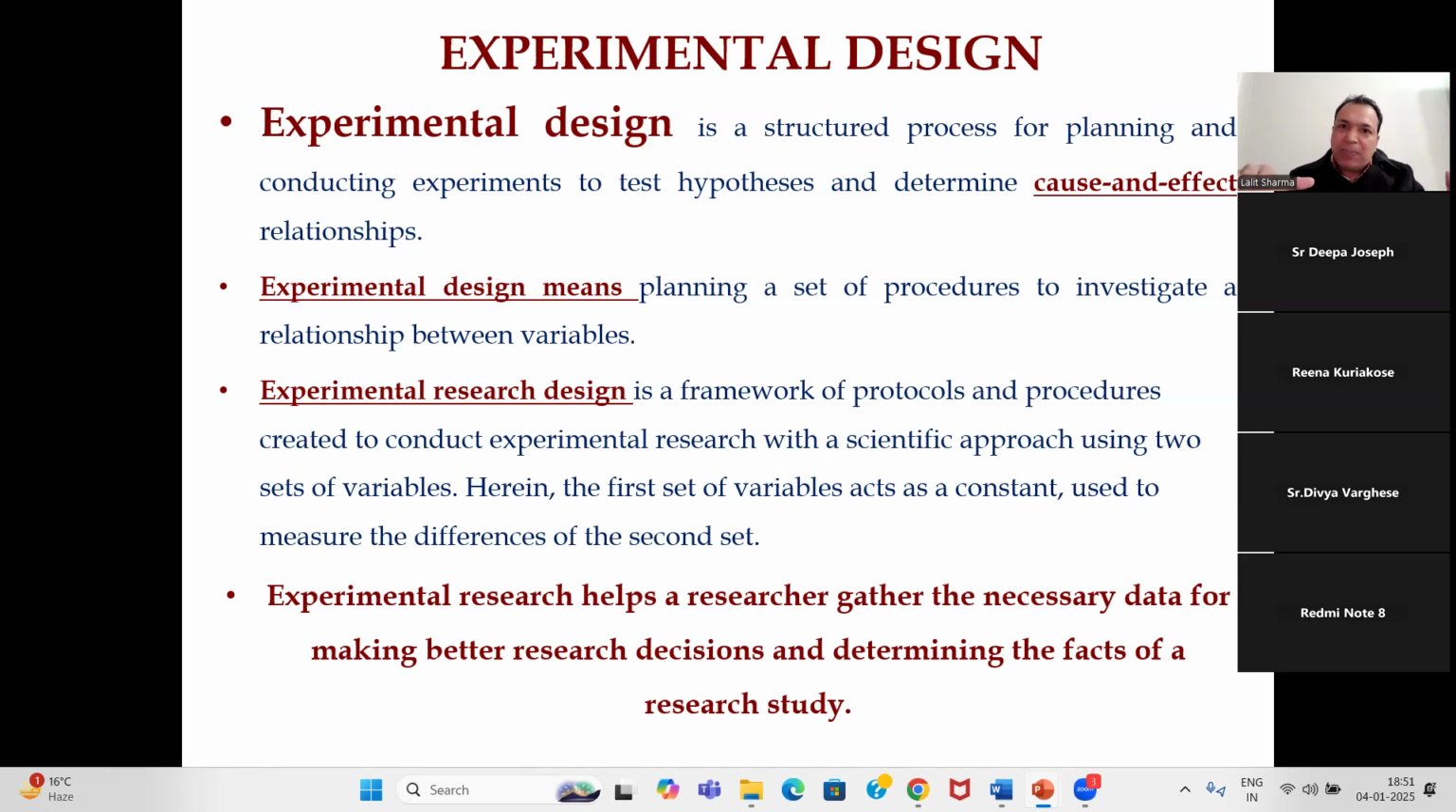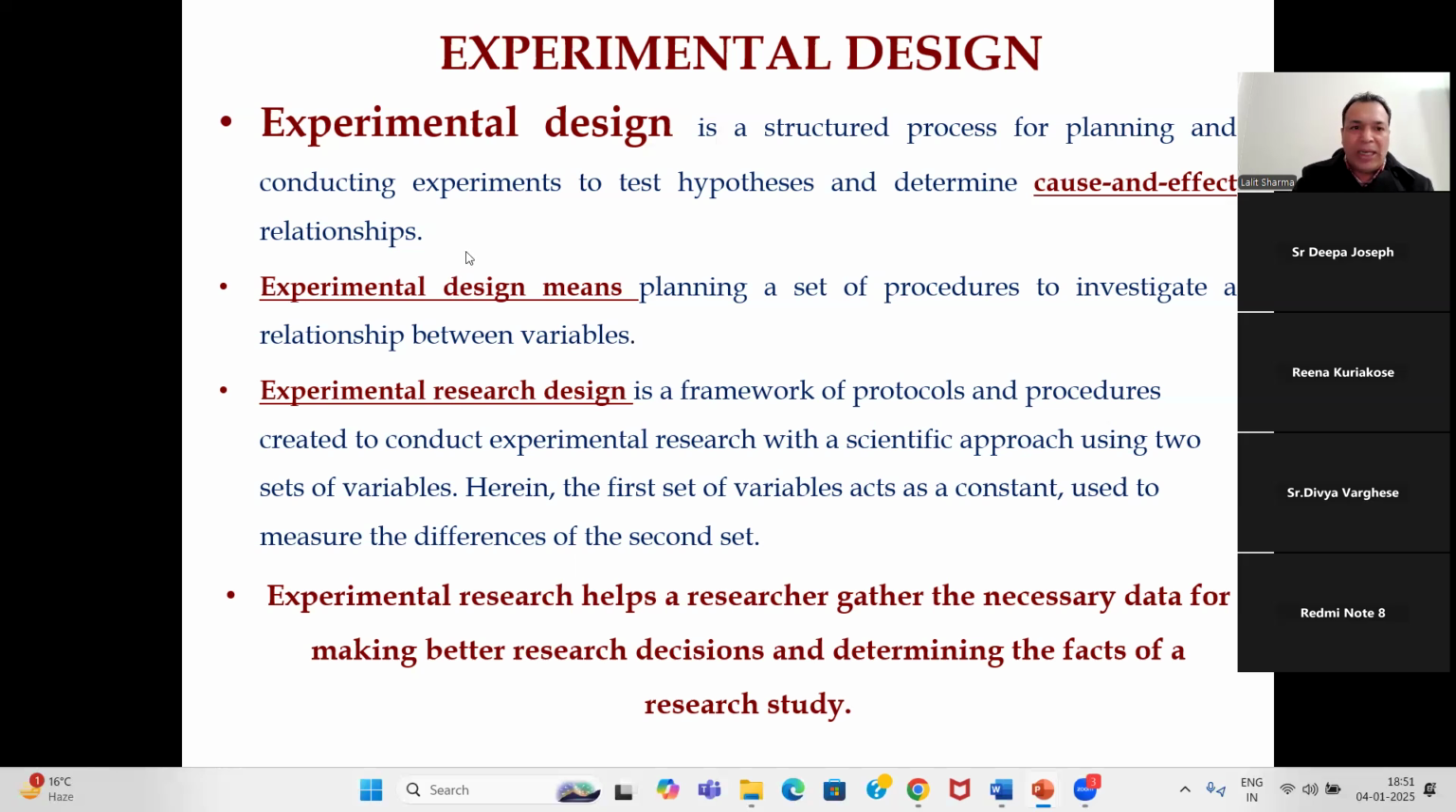Method means action. You have done it. And design means you are going to work on it. This is called the design, right? Experimental design means planning a set of procedures to investigate a relationship between variables, right?